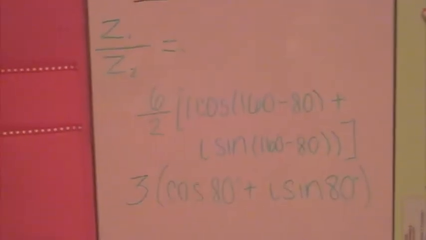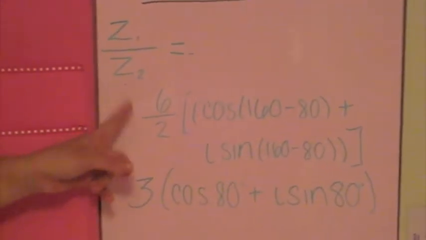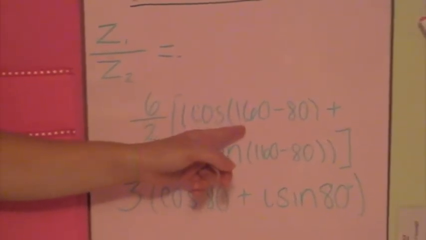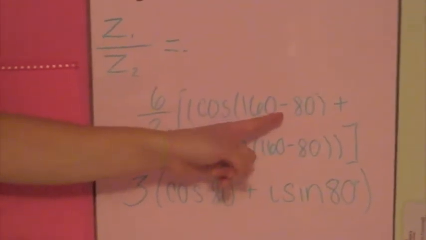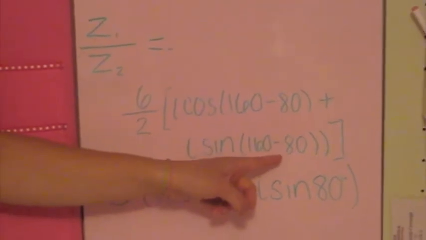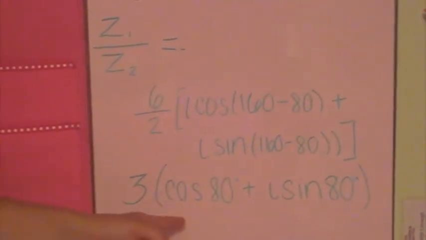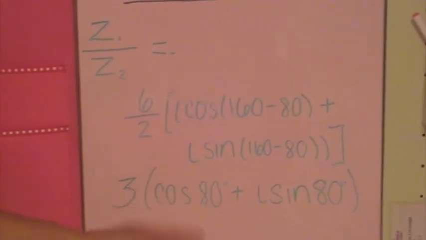Once you have that simplified, you end with 12 times the cosine of 240 degrees plus i sine of 240 degrees. And for the division, you first are going to take r1 and divide it by r2, which in this case are 6 and 2. Take the cosine of theta 1, 160, and subtract the cosine of theta 2. You will then add that to the sine of theta 1 minus the sine of theta 2. And when you simplify the equation, you get 3 cosine of 80 degrees plus i sine of 80 degrees.